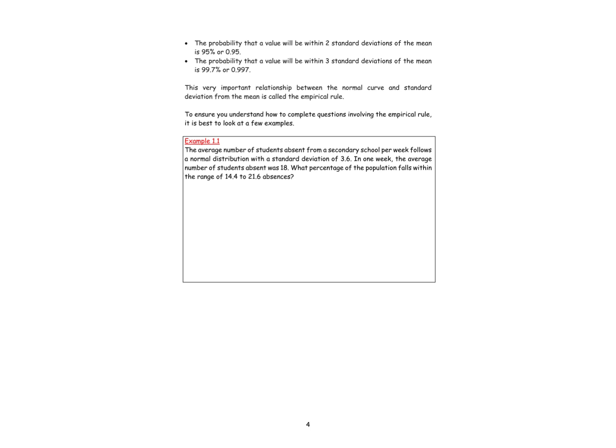In 1 week, the average number of students absent was 18. What percentage of the population falls within the range 14.4 to 21.6 absences? The most important thing to note here is this is an empirical rule type of question if it tells you one particular thing. And the thing you're looking out for here is that it says that it is a normal distribution.